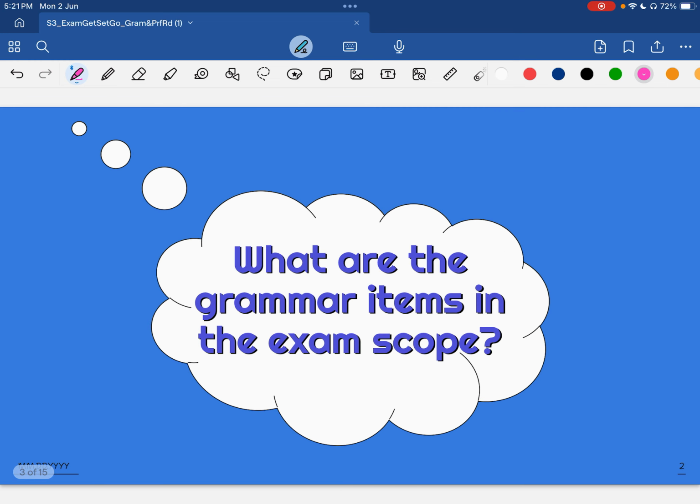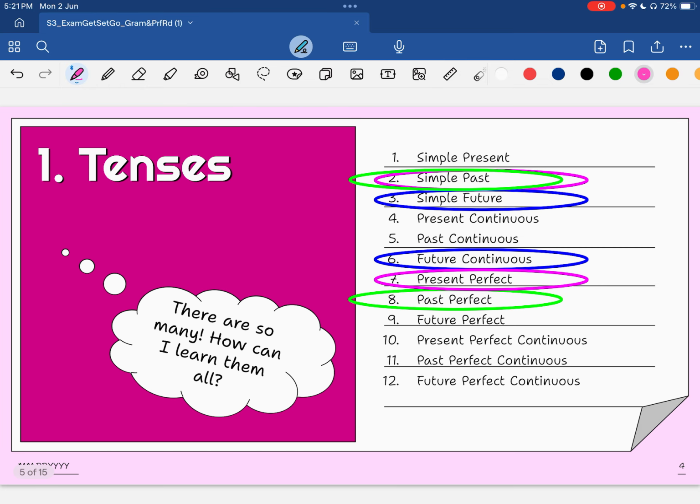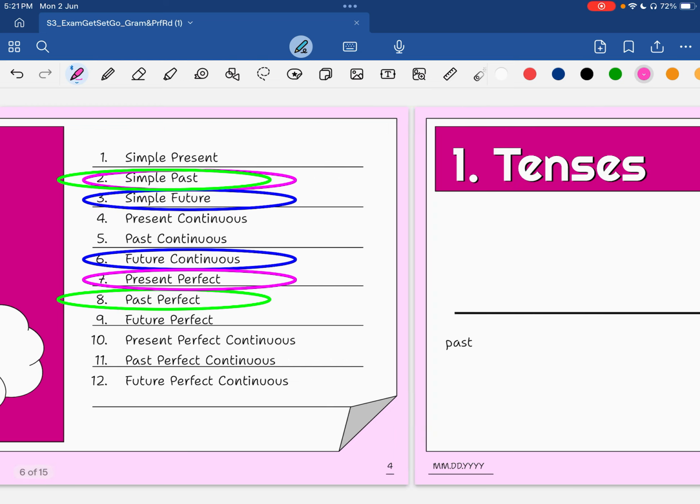So what are the grammar items in the exam scope? You can see there is a long list of items. They are all found in units 6 to 8 in your grammar book. And today I would like to focus on tenses. You can see there are 12 and there are so many, so I will only focus on 3 pairs.